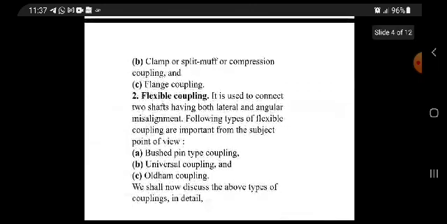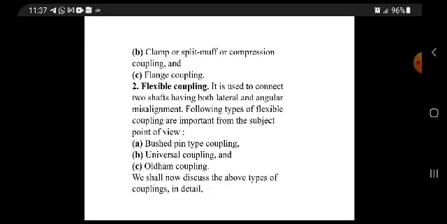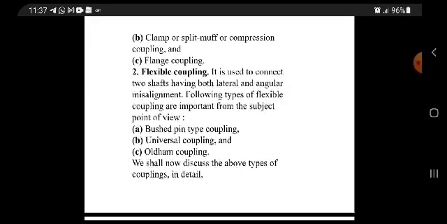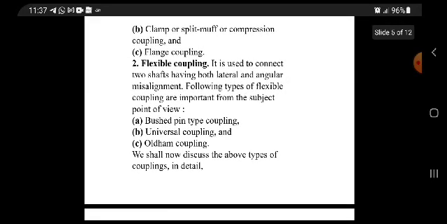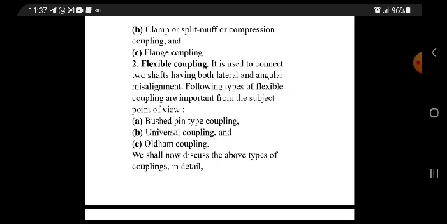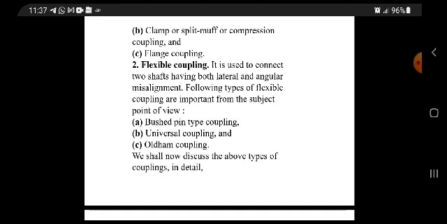Next, the clamp or split muff or compression coupling. Third, the flange coupling. The flexible coupling is used to connect two shafts having both lateral and angular misalignment. The following types of flexible couplings are important from the examination point of view: bushed pin type coupling, universal coupling, and Oldham coupling.